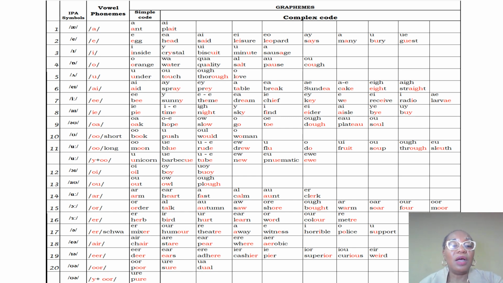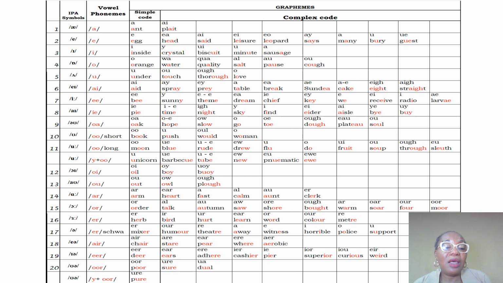You have A for "aid", and then you have AI, AY, EY, A, EA, EA, AE, and oh, there's an error in the spelling of Sunday there. Yeah, it should be AE. And then there's "cake", the long A, and then A in "eight" and A in "straight". All of those different spellings can represent the same sound, A. Regardless of how these are spelled, their pronunciation remains A.